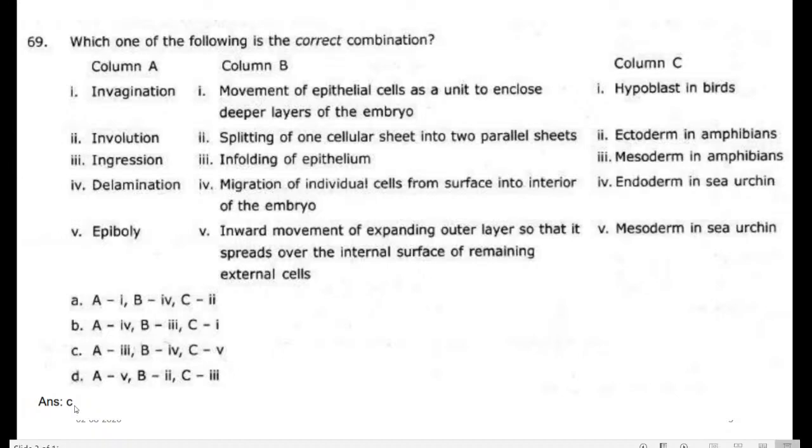The first thing is A. The answer is option C. A is invagination. Invagination is the inward movement of an expanding outer layer, so that it spreads over the internal surface of the remaining external cells. For invagination, the correct option is the fifth one, another option they are providing is C. Here B is involution.